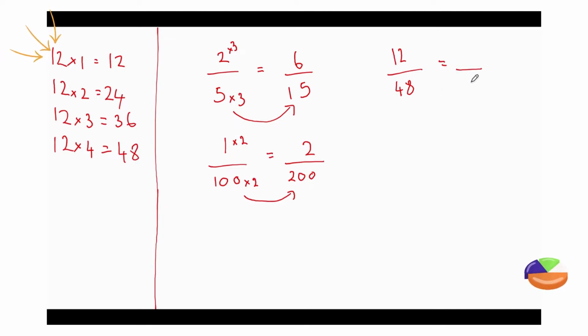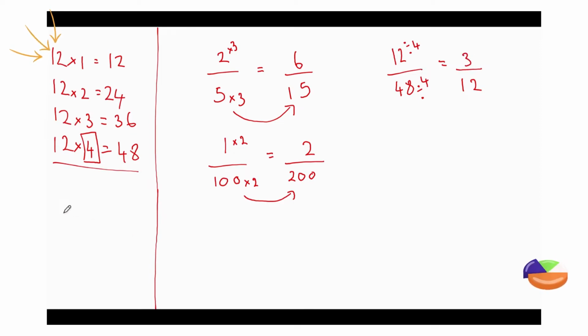So if I said, for example, I need to change this one into a 12th, how would I change 48 into a 12th? Well, I would need to divide this time, and I would need to divide by 4. 48 divided by 4 equals 12. Whatever I do to the bottom, I do to the top. 12 divided by 4 is 3.